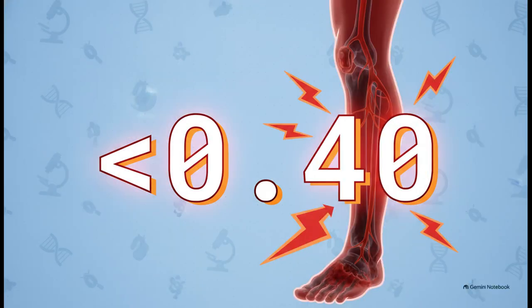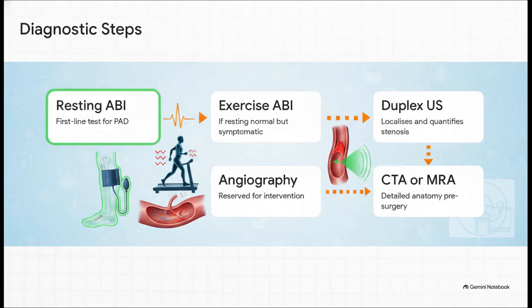But we also absolutely must be vigilant for another threshold. If you run that ABI and the number drops below 0.40, the whole tone of the conversation changes immediately. An ABI less than 0.40 indicates severe PAD, placing that patient at an incredibly high risk for imminent tissue loss and critical limb ischemia. Let's see how this actually plays out in clinical practice.